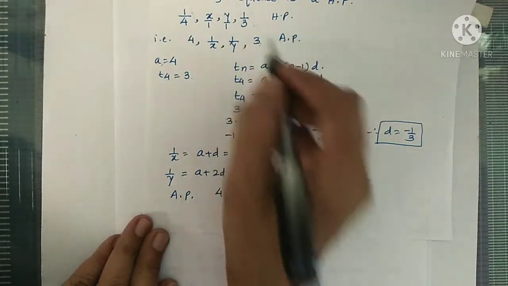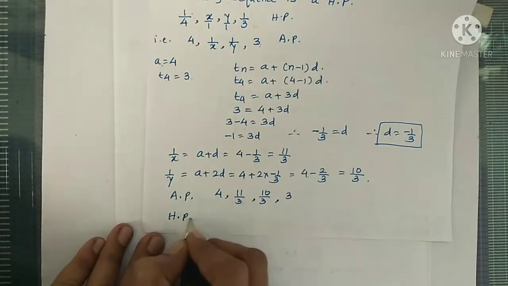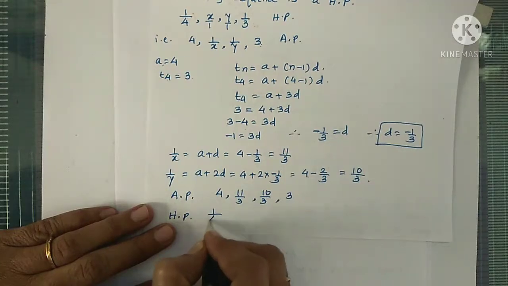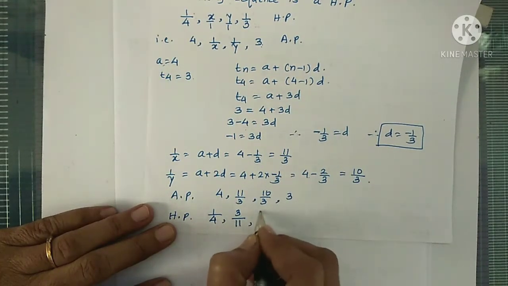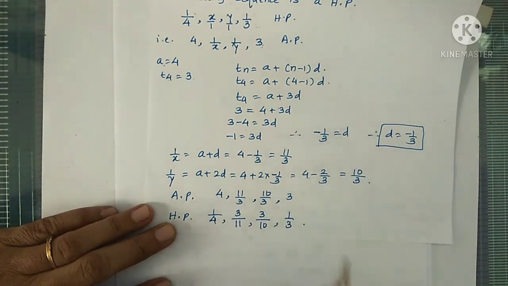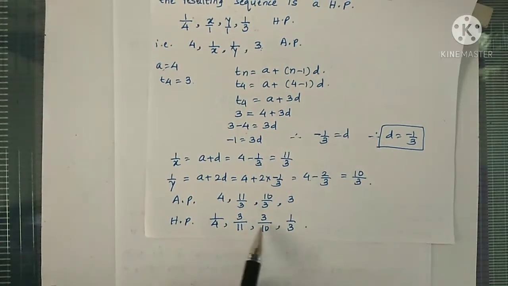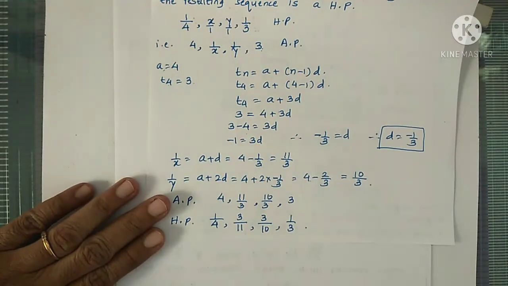And the last one is 3. So this is AP. And to make it HP, we have to take the reciprocals. So taking the reciprocals, it is 1 by 3, then 3 by 11, 3 by 10, and this becomes 1 by 3. So that is our required HP. So we have inserted two numbers between 1 by 4 and 1 by 3 so that this becomes HP.